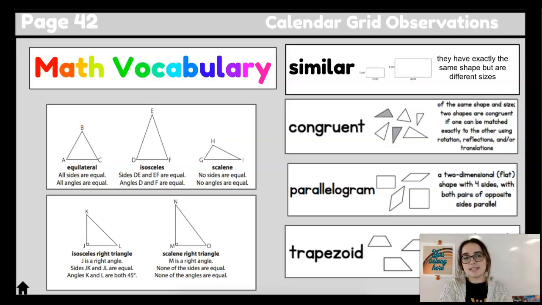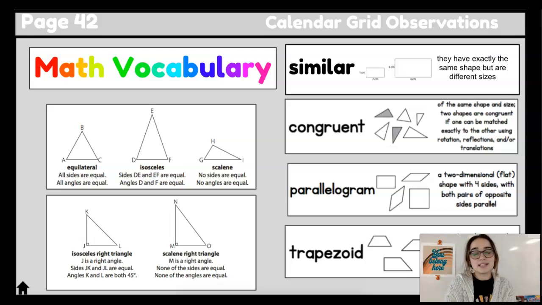The first name is an equilateral triangle. And an equilateral triangle has three equal sides and three equal angles. The second kind of triangle is an isosceles triangle. An isosceles triangle only has two sides that are equal and only has two angles that are equal. Our third triangle is a scalene triangle, and this doesn't have any equal sides. They are all different lengths, and all of the angles are different measurements.